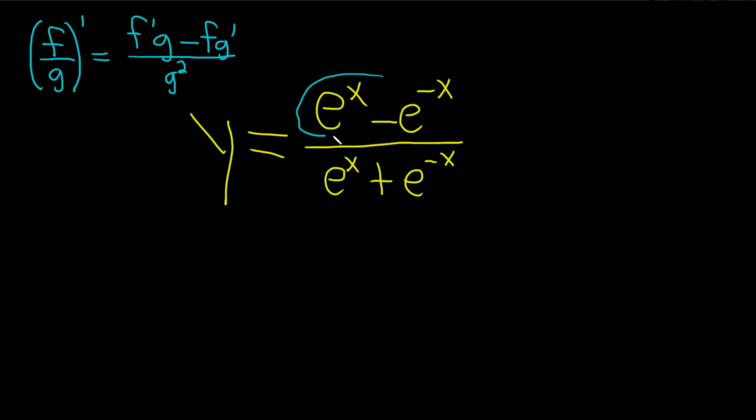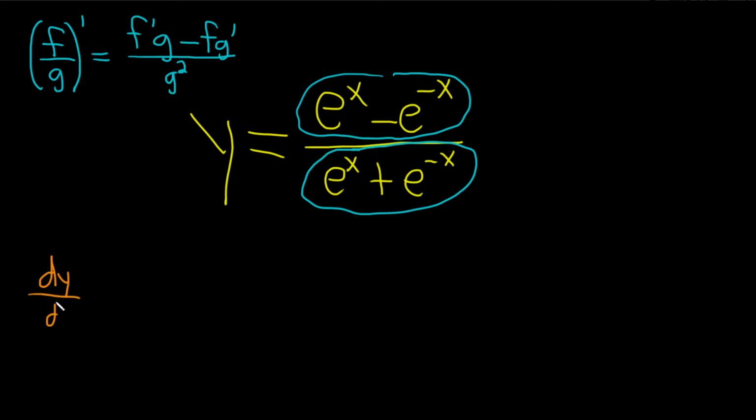So here, this top piece is our f, and this bottom piece is our g. Let's go ahead and apply the quotient rule and see what happens. So dy/dx, which is the derivative of y with respect to x. First we take the derivative of the top piece. So the derivative of e^x, I'm going to put this in parentheses, is e^x, and then minus the derivative of e^(-x).